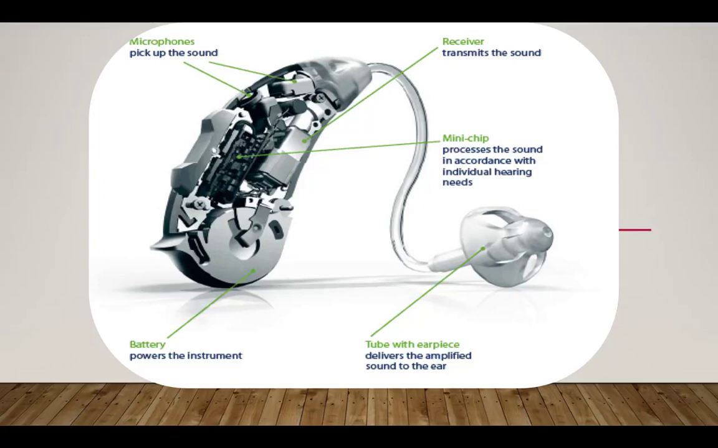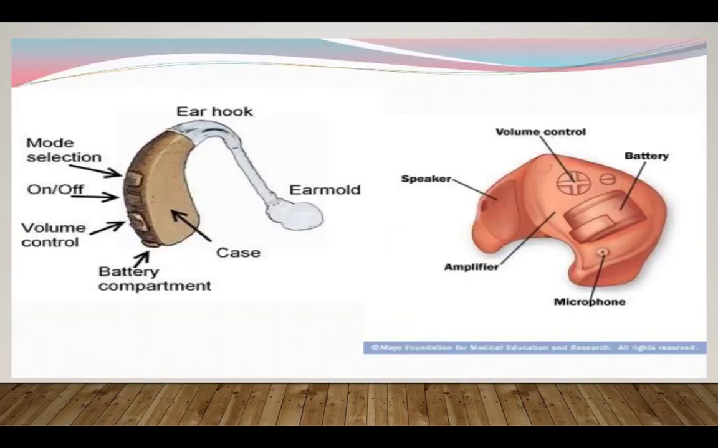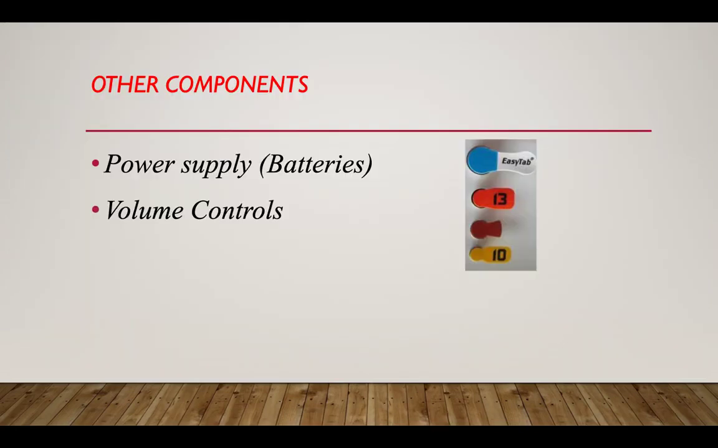These are the hearing aid components: microphone, battery, ear mold, volume control up and down, ear hook. Other components of the hearing aid are a power supply through batteries, and volume control up and down.